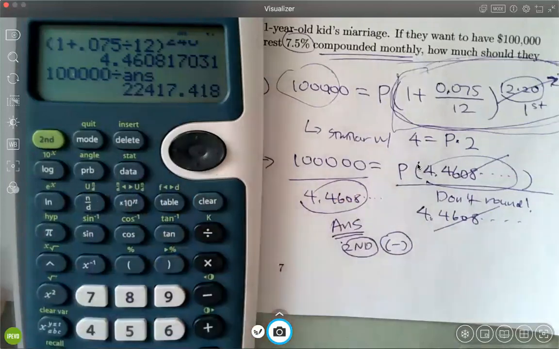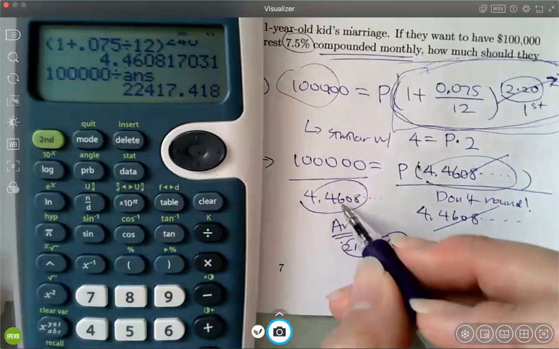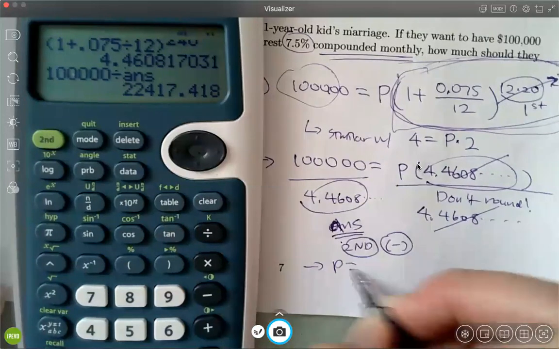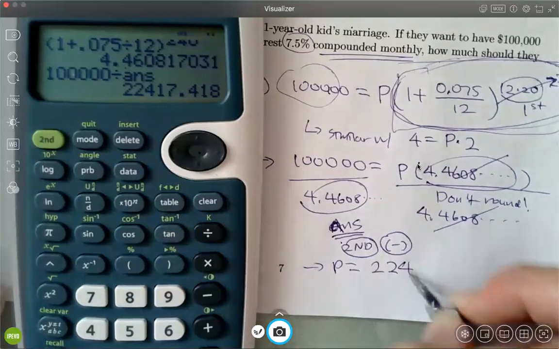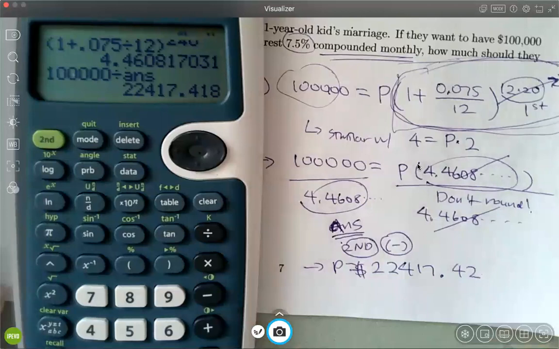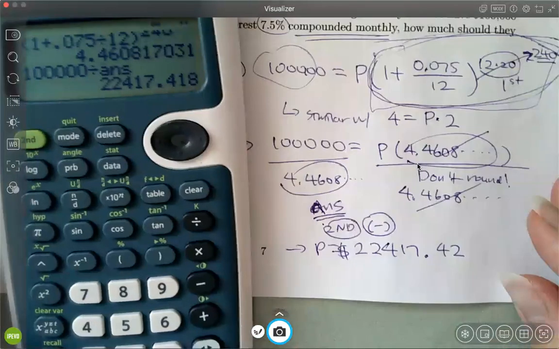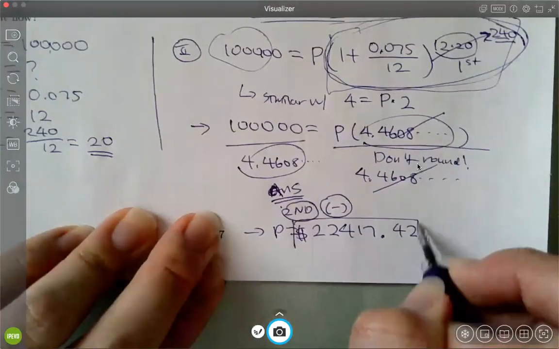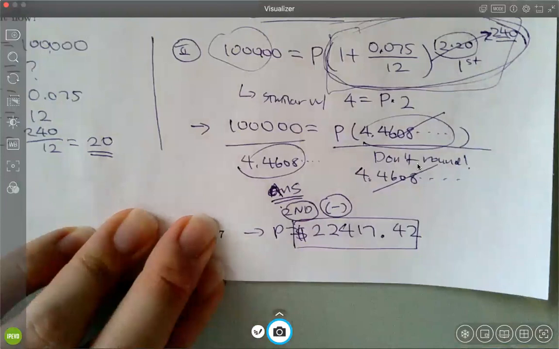So you should get something like this. Again, I'm not saying that's the answer, but it's the ANS tool. So you should get P to be $22,417 and by rounding, 42 cents. So the rounding does not take place until the very end. It's an expensive amount. I know, but this is a fake problem, so anything can happen.